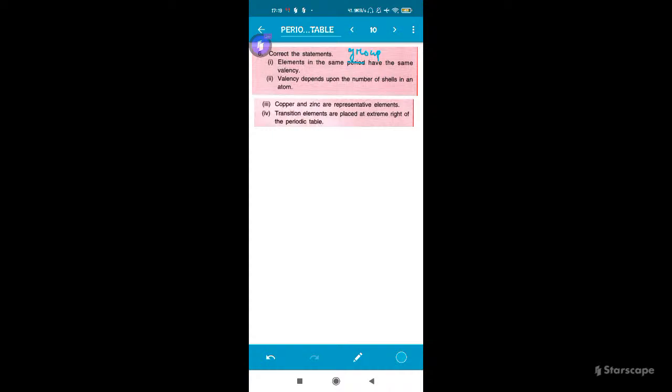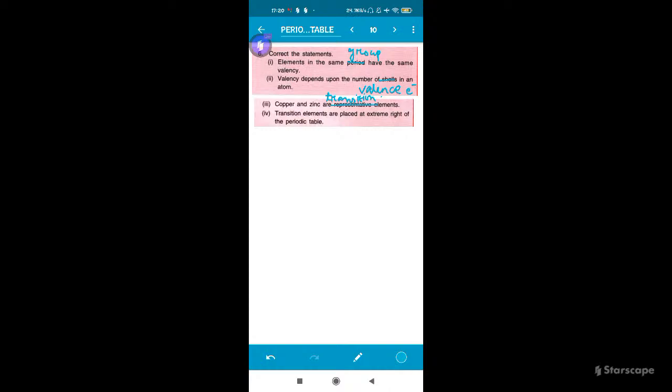Next is valency depends upon the number of shells in an atom. No, it is not correct. Valency depends upon the number of valence electrons. So the answer will be number of valence electrons. The next question is copper and zinc are representative elements, but no, they do not belong to the main group elements. They are called transition elements. So the answer will not be representative, it will be transition. So copper and zinc are transition elements. They lie in the middle part of the periodic table, which you will learn in class 11 and 12.